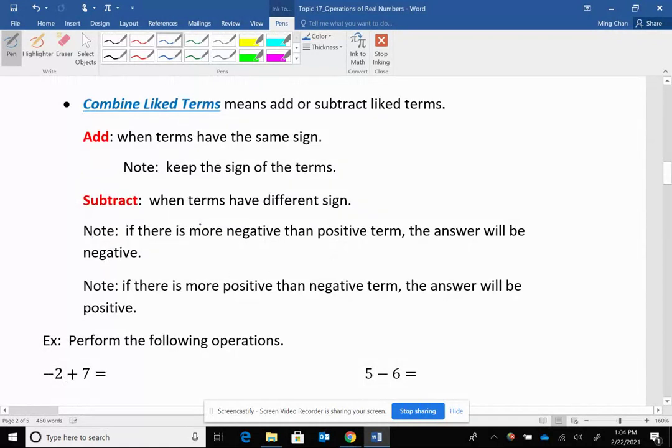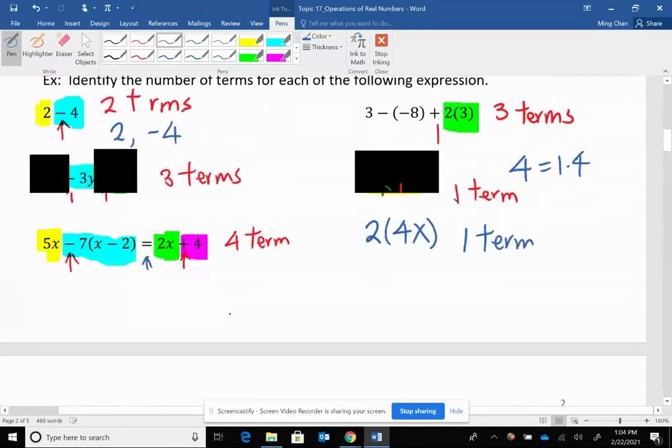Whenever you have to subtract because your two terms have different signs, if there are more negative than positive terms, then the answer will be negative. If there are more positive than negative terms, the answer will be positive. So let's go back up here. Remember the 2 minus 4?